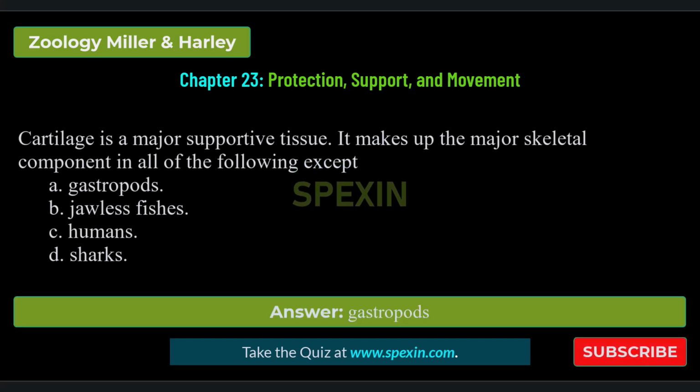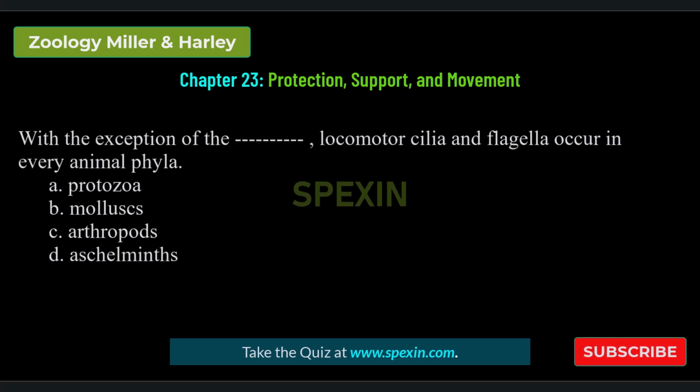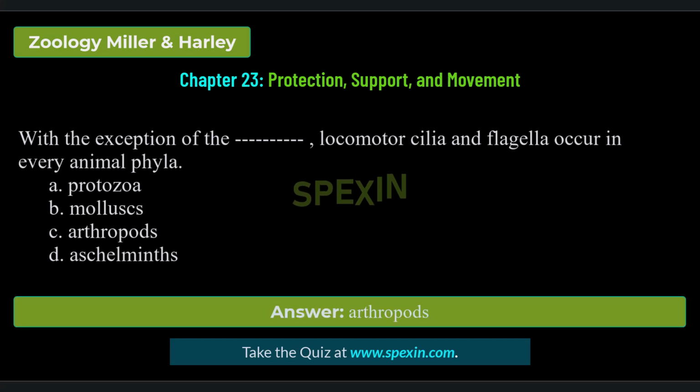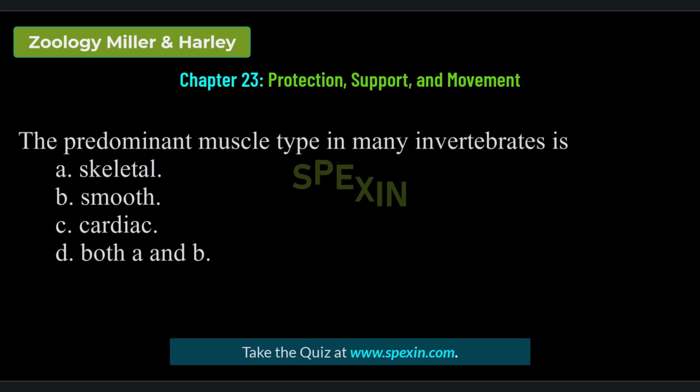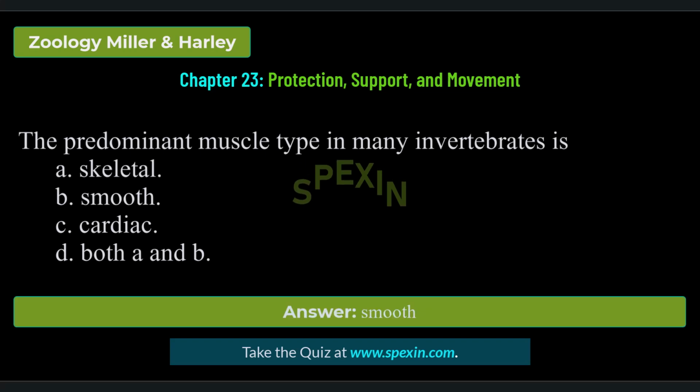Correct answer: gastropods. With the exception of the dash, locomotor cilia and flagella occur in every animal phylum. Protozoa, mollusks, arthropods, aschelminths. Correct answer: arthropods. The predominant muscle type in many invertebrates is skeletal, smooth, cardiac. Both A and B. Correct answer: smooth.